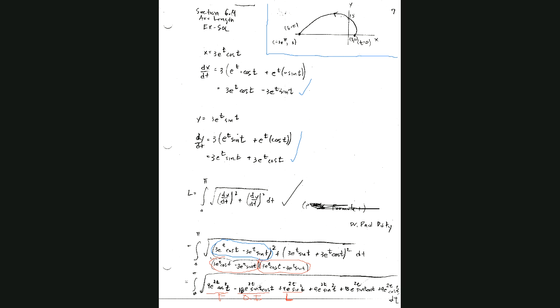And then similarly, for the other term that gets squared, you'll do the same thing. You'll FOIL, and you'll get 9e^(2t) sin² t plus 18e^(2t) sin t cos t plus 9e^(2t) cos² t. That's what you'll get. dt, don't forget the dt.